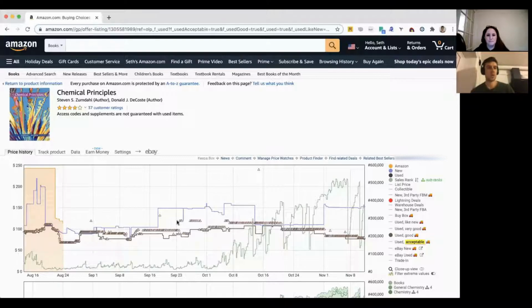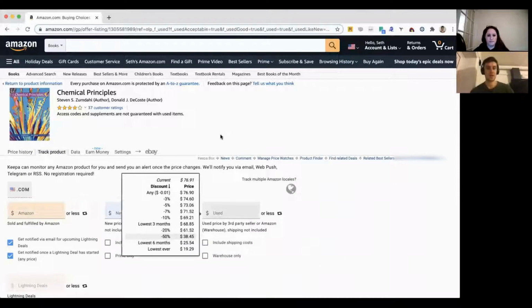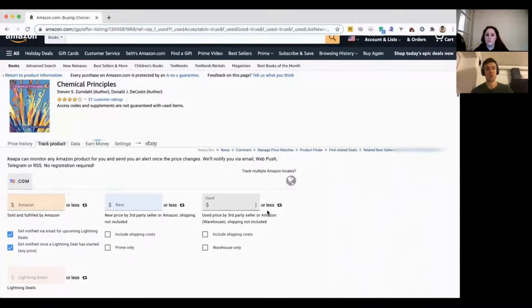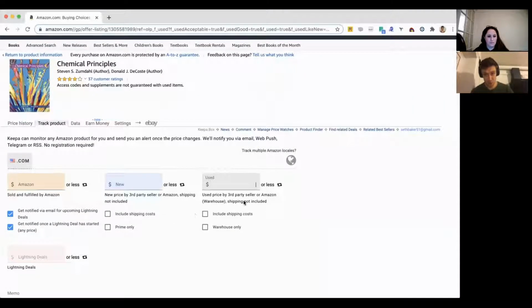So obviously we've got the graph on the price history here. To set an alert, we'd just go on track product on the second tab here, and you get the option of whether you want to set an alert for when the Amazon price drops below a certain level, whether the new price drops below a certain level, or whether the used price drops below a certain level. And you can also go a little bit more granular by including the shipping costs.